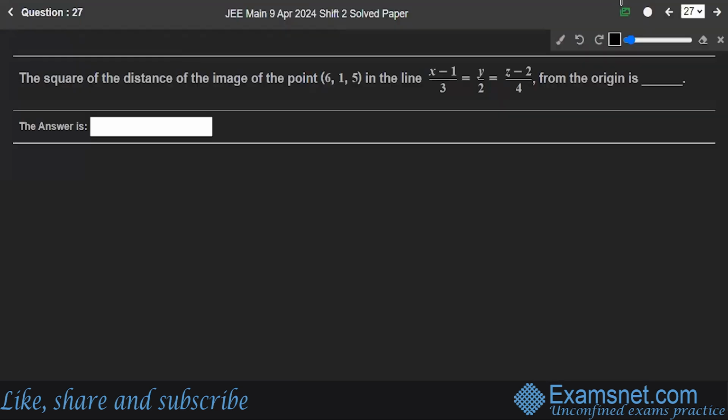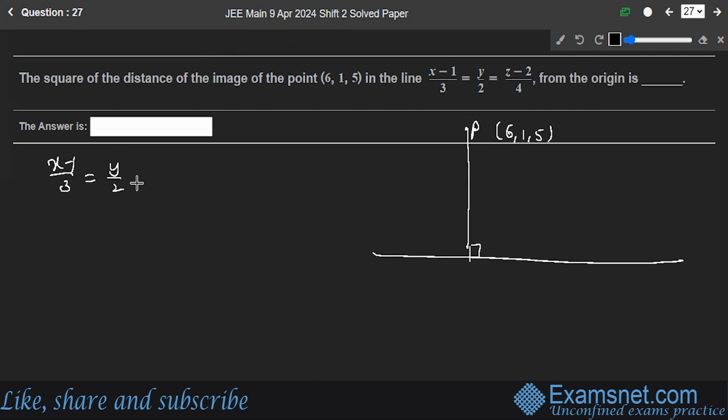Question number 27 says the square of the distance of the image of the point (6, 1, 5) on this line from the origin is. So you have the point, let's say this is P, (6, 1, 5). And this is your line, (x minus 1) upon 3, y upon 2, (z minus 2) upon 4. Let's say this is equal to lambda. Let's say the image over here is the point Q. And this is given by 3 lambda plus 1, 2 lambda, and 4 lambda plus 2.